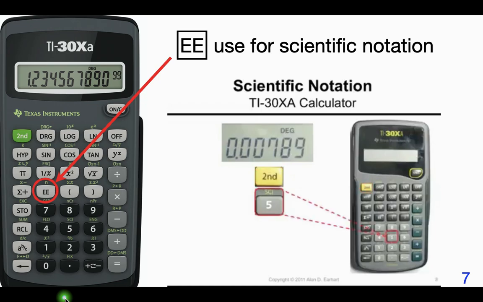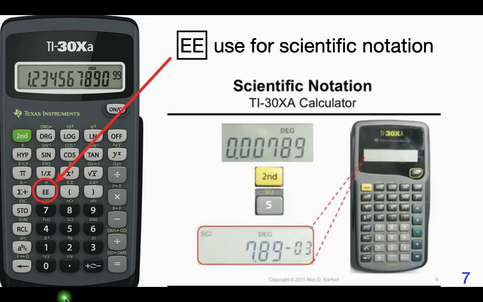On the 5, right above the 5 is the SCI. So if I press the 5 next, I'm not pressing 5, I'm really telling it to put it into scientific notation display. And as soon as you hit the 5, it changes the display. And it makes it 7.89 times 10 to the minus third. And see that little SCI comes up? That means you're in scientific notation display.